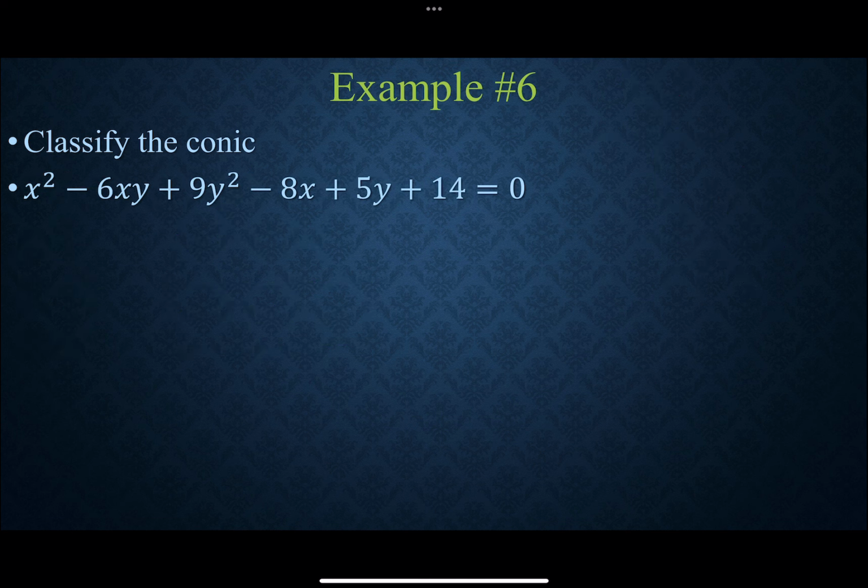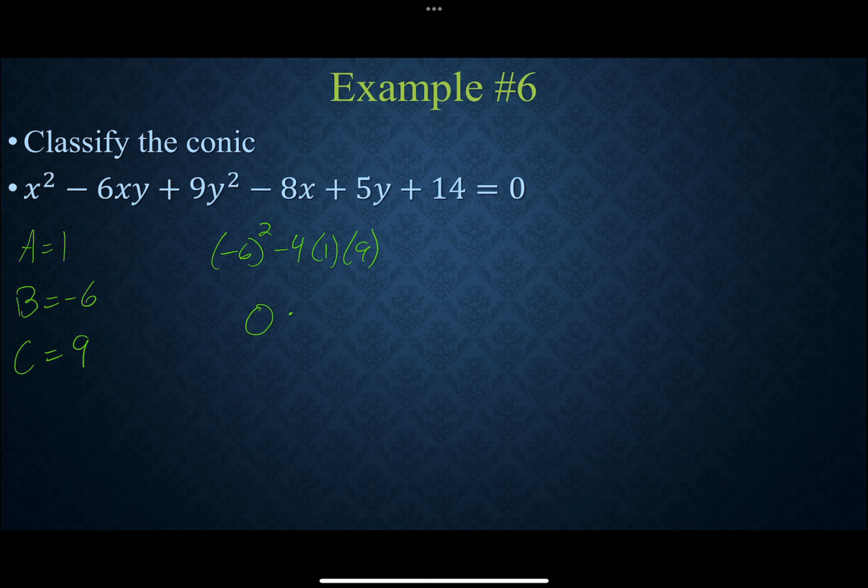So for this one right here, we can see that x squared and y squared are both positive and different numbers. So again, without the rotation, you'd be saying, oh, this is going to be the ellipse. But again, with the rotation, things are going to change a little. A is 1. That's what's in front of x squared. B is the negative 6 in front of the xy term. And C is 9.